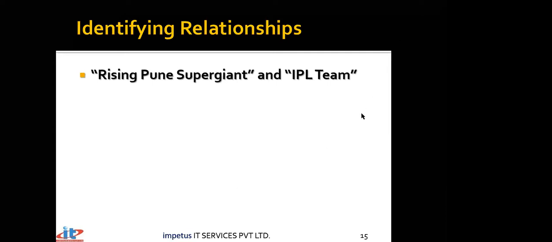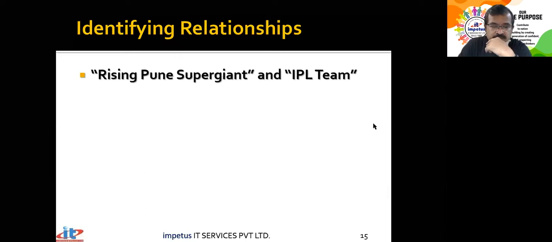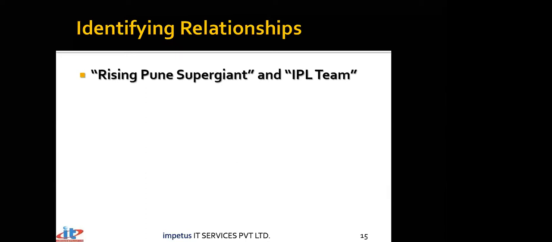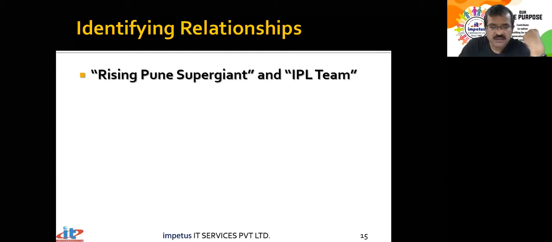Yes sir, class, object and composition. How? Tell me. Sir, IPL team is a class. Correct. And Rising Pune Supergiant is an object of that class. Okay, perfect.